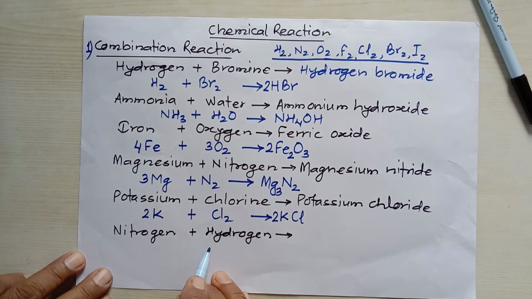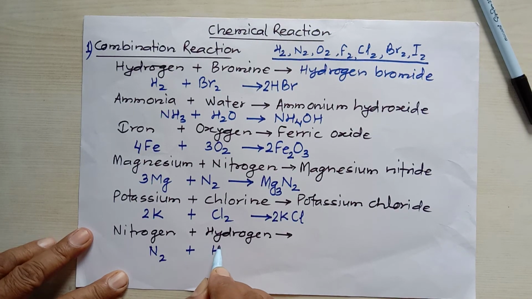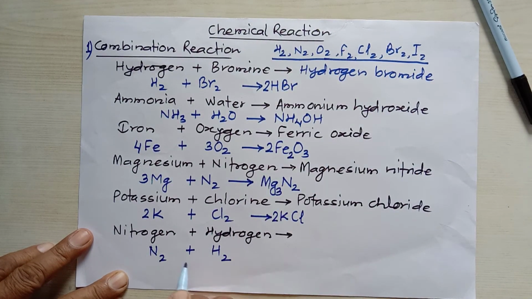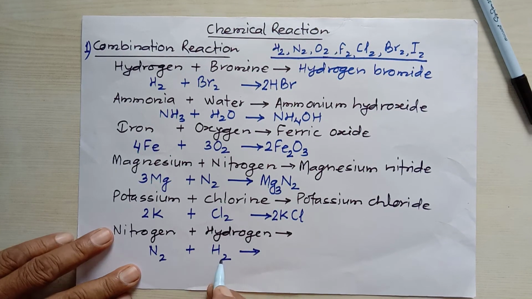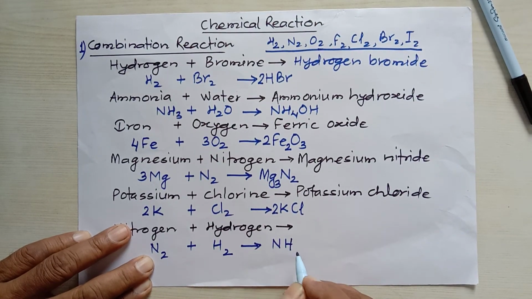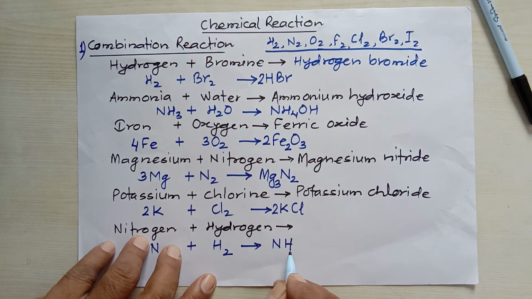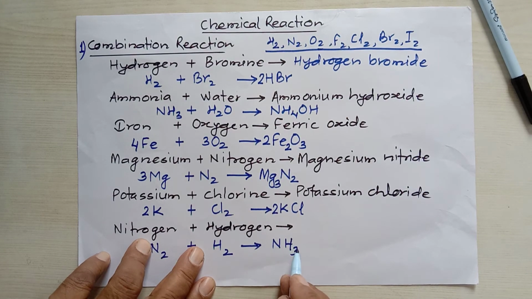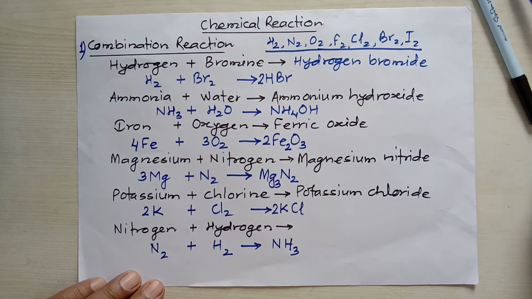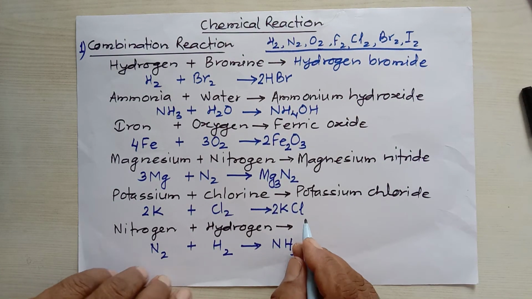Now let's talk about this one. Nitrogen's symbol is N, but it is diatomic, that's why N2. Hydrogen's symbol is H, but it is diatomic, that's why it is written as H2, because we should write the molecule. Nitrogen when combines with hydrogen, we'll write just nitrogen and exchange the valency. Nitrogen valency 3 and hydrogen valency 1. The 1 we don't have to transfer. The 3 of nitrogen should be transferred to hydrogen. This is the correct molecular formula. And the name of this compound is not nitrogen hydrogen. It is called ammonia.